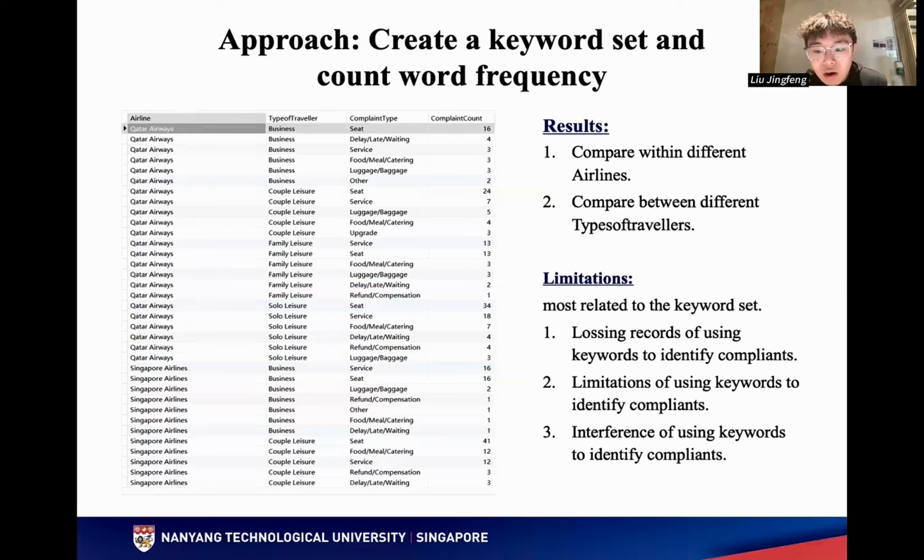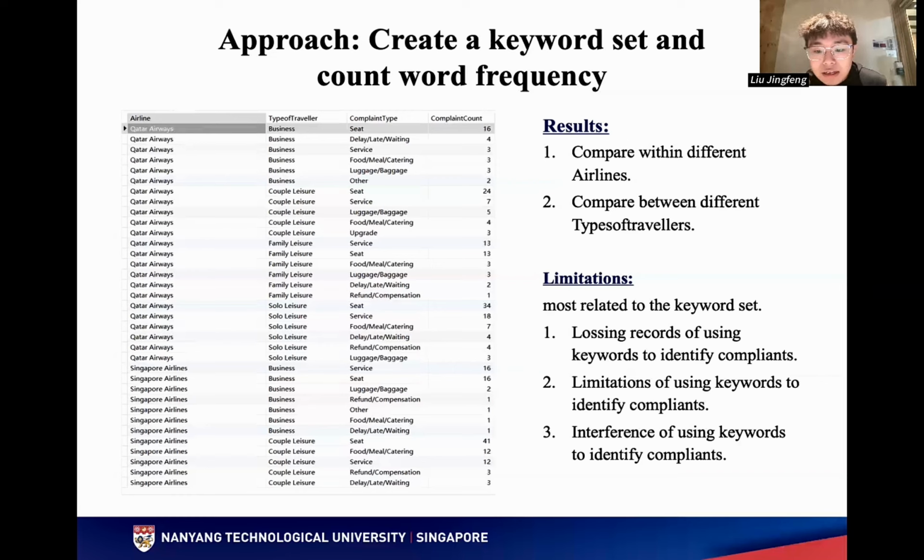Passengers with an overall rating of recommended yes may also include some negative comments, and the overall negative reviews may still praise certain aspects, making the word frequency statistics more complex. The second limitation is the limitation of using keywords to identify the complaints. It is that language descriptions are complex. If a type of issue is described without mentioning the keywords, it will be missed in the statistics.